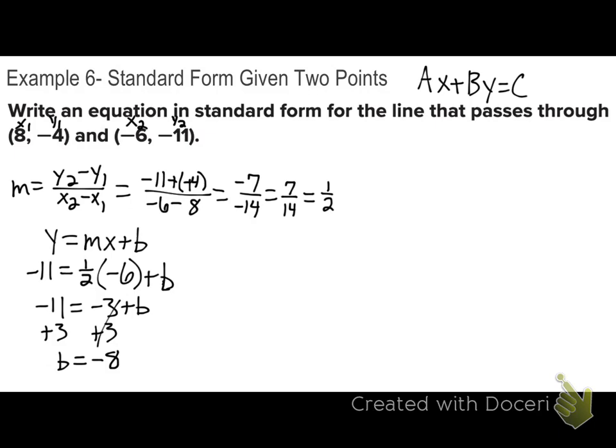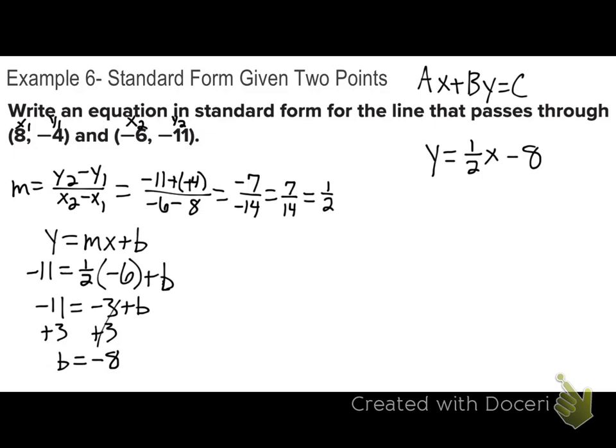-8. How does that help me out? That's our y-intercept. So right now I've got a slope and a y-intercept, so I could write an equation in what form? Slope-intercept. If I'm given a slope and a y-intercept, I can plug into slope-intercept form. Y equals mx plus b, right? So what would that equation look like? Y equals 1/2 x plus -8. Y equals 1/2 x minus 8.